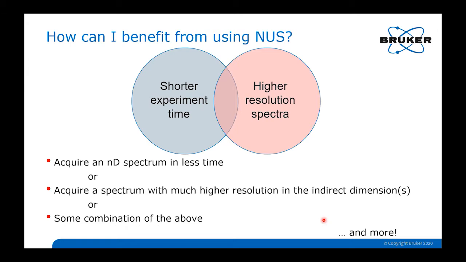So far what I've described is the idea of using non-uniform sampling to do things a little bit faster. We can acquire the same data in a short enough experiment time because we don't have to acquire all the data points. But just as useful, or sometimes more useful, is the idea of acquiring our data with higher resolution. Or sometimes we're trying to do a little bit of both. We want a higher resolution spectrum than we could acquire through traditional techniques, but we also want to do it in a shorter amount of time than we can do through traditional techniques.